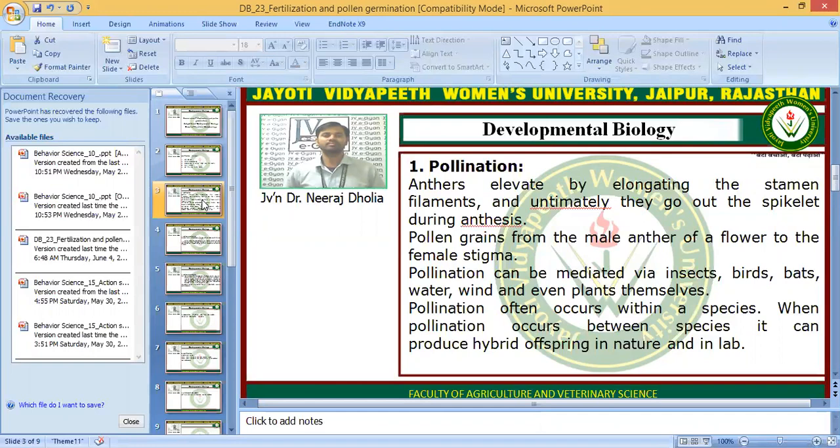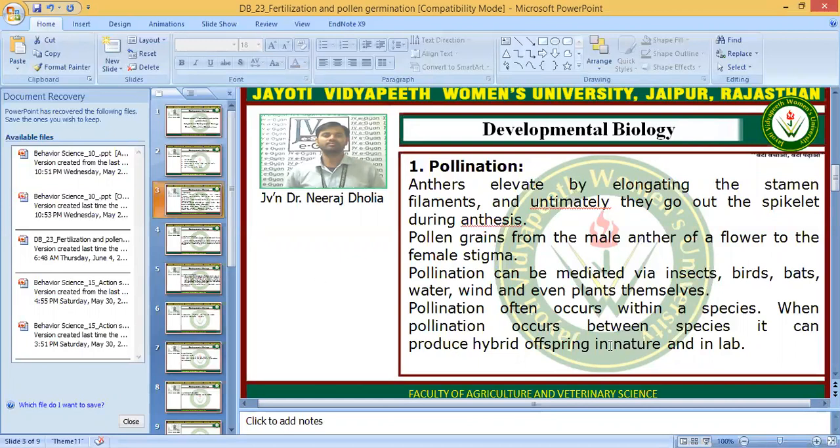In self-pollination, the pollination occurs within a species, and this occurs naturally. When pollination occurs between two species, it can produce hybrid offspring or hybrid plants, and that occurs in nature and in the lab also.